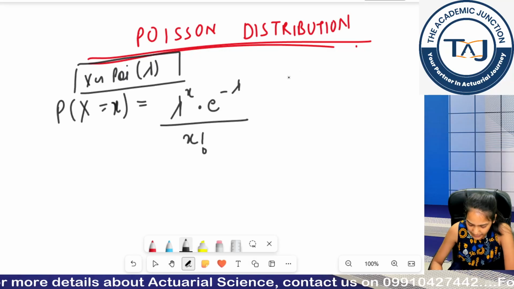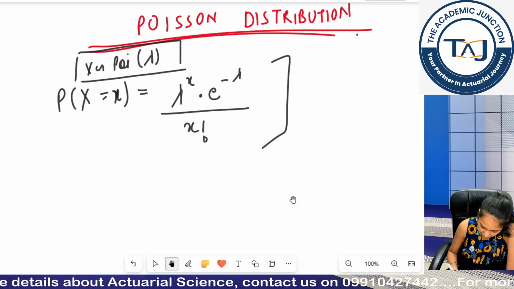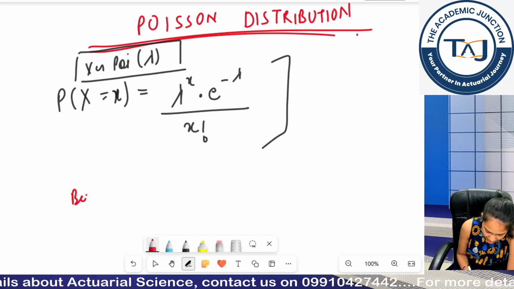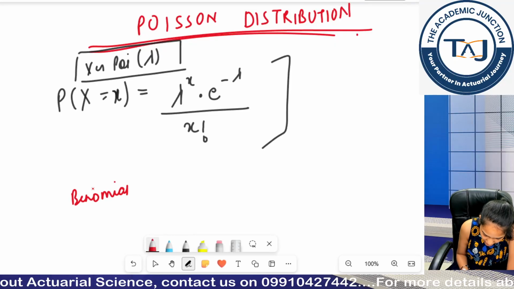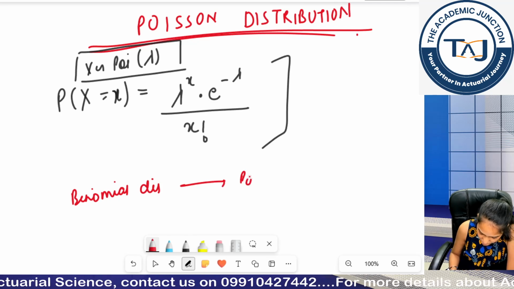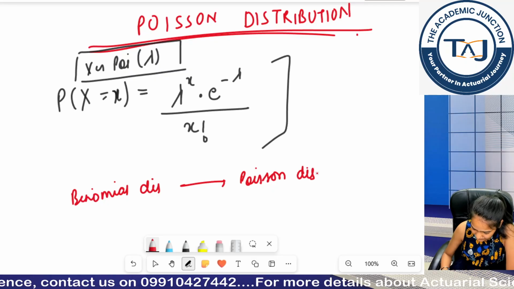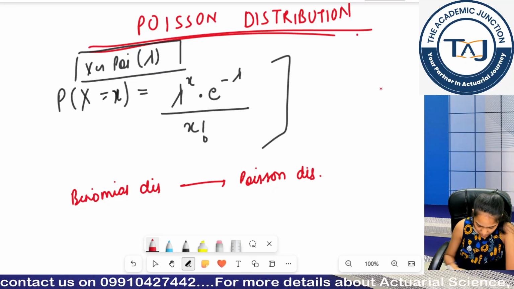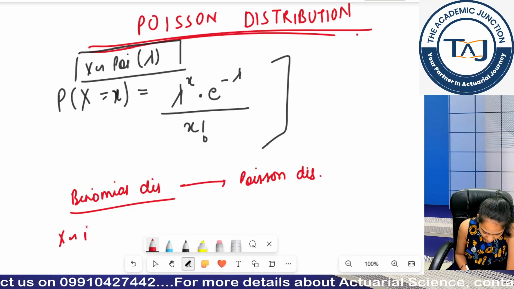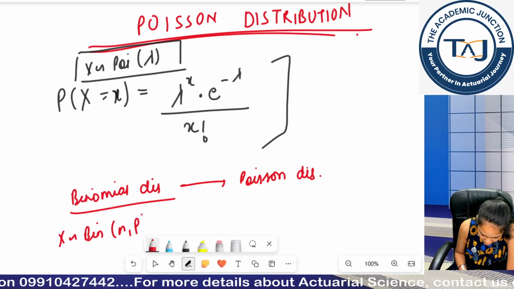Clear? This is my probability function. Now let us approximate our binomial distribution to our Poisson distribution and derive its mean and variance. Cool. Binomial distribution: my x follows a binomial distribution with n comma p.